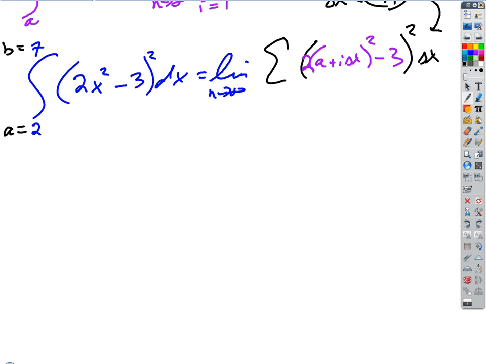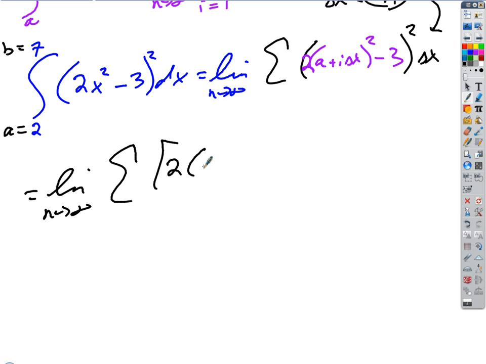Don't panic. But we would set this up as the limit of the sum of 2 times the quantity a is 2 plus i delta x. Delta x is 5 over n, you told me, right? So that's just 5i over n, squared, minus 3, squared, right, times 5 over n.